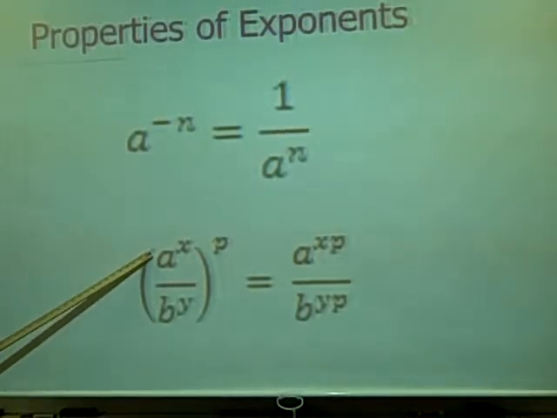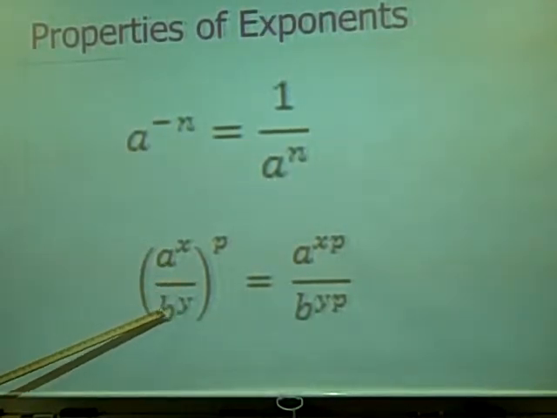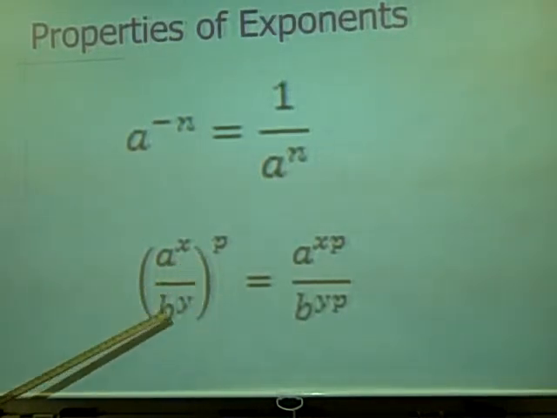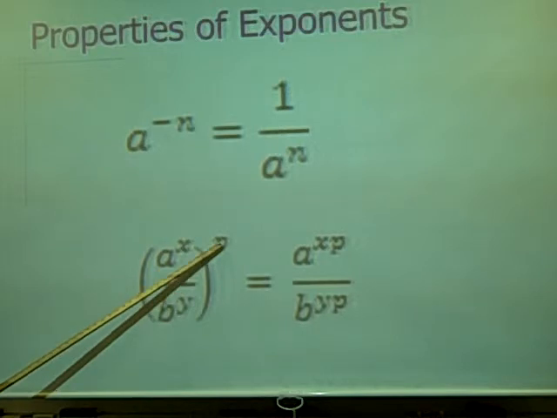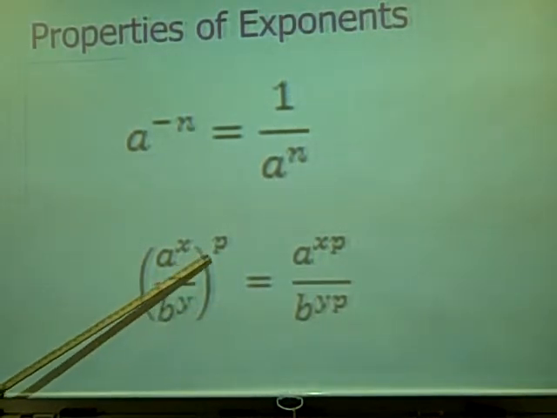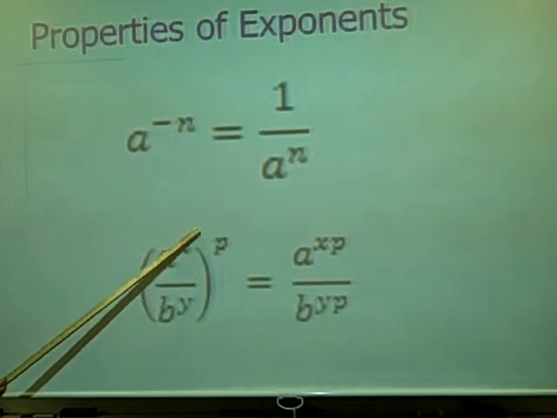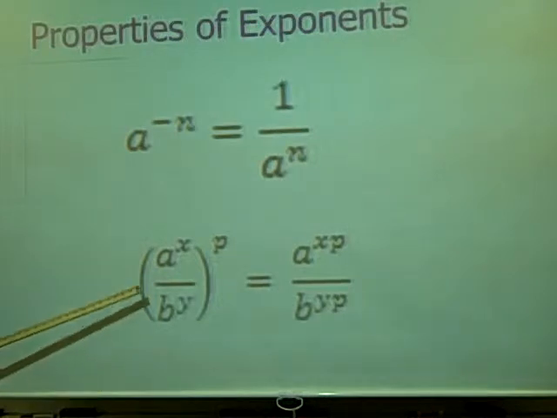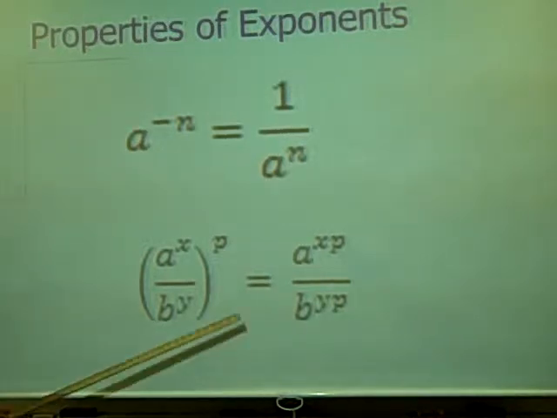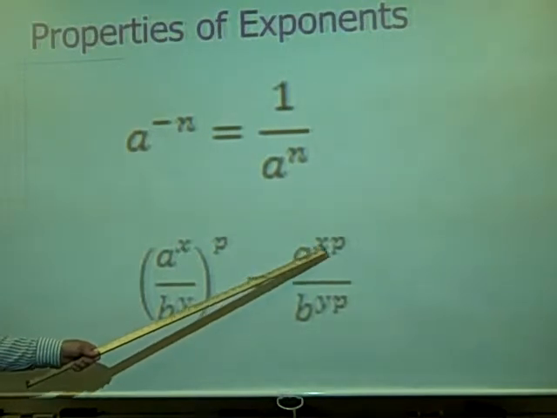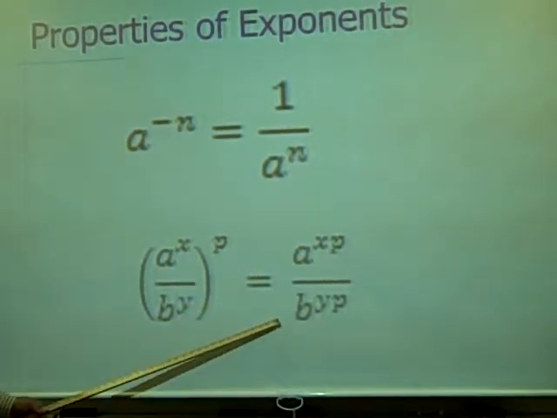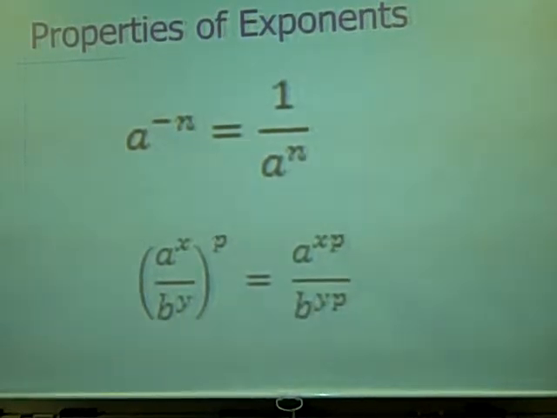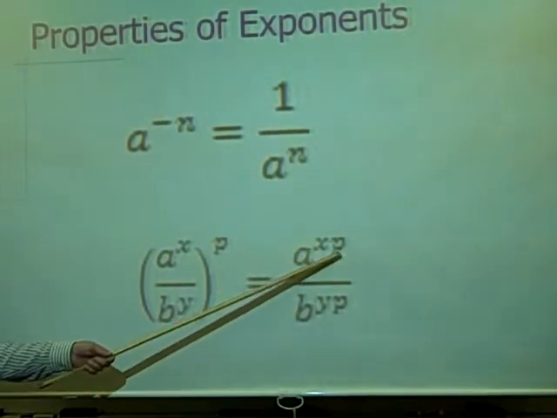Here we have a to the x power over b to the y power, and we have parentheses to the p power. Notice there's no other base there. So what we're doing here is distributing that p exponent to everything inside the parentheses, whether it's a number, a sign, a negative, or an exponent. So that becomes a to the x times p, and then b to the y times p. We're actually multiplying the exponents here.